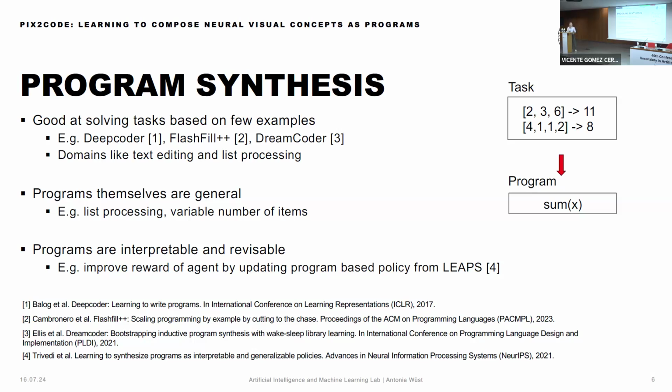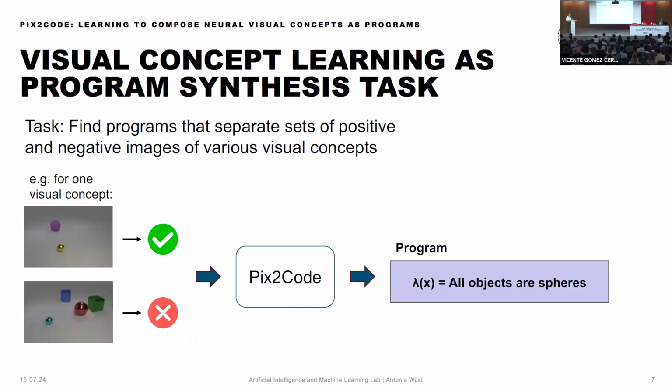And a cool thing about programs is that they are themselves already quite general. So if we are processing lists, it doesn't matter if we have 3 elements in the list or 100 elements, the program will still perform the same way, like iterate over every element. And this becomes important later. Also, programs are interpretable, and we can revise them, like edit the program.